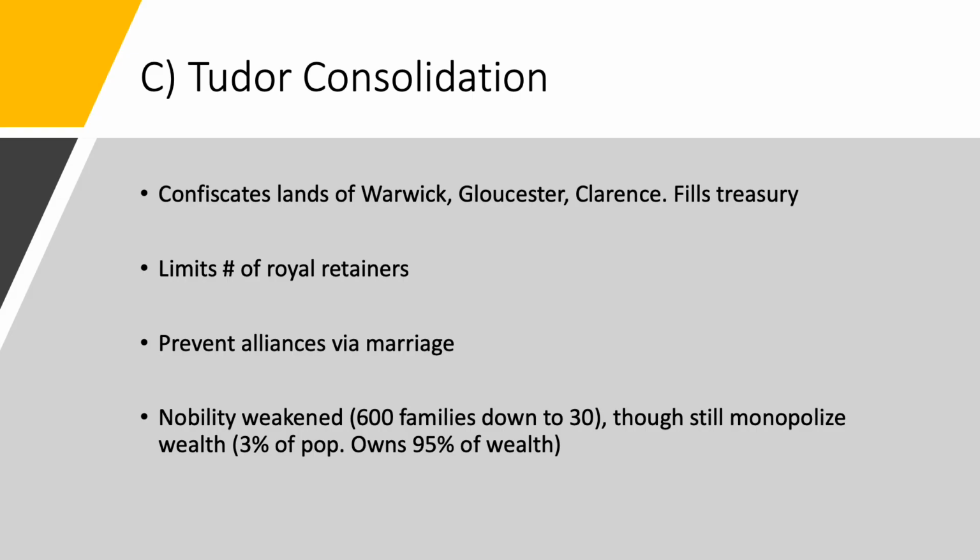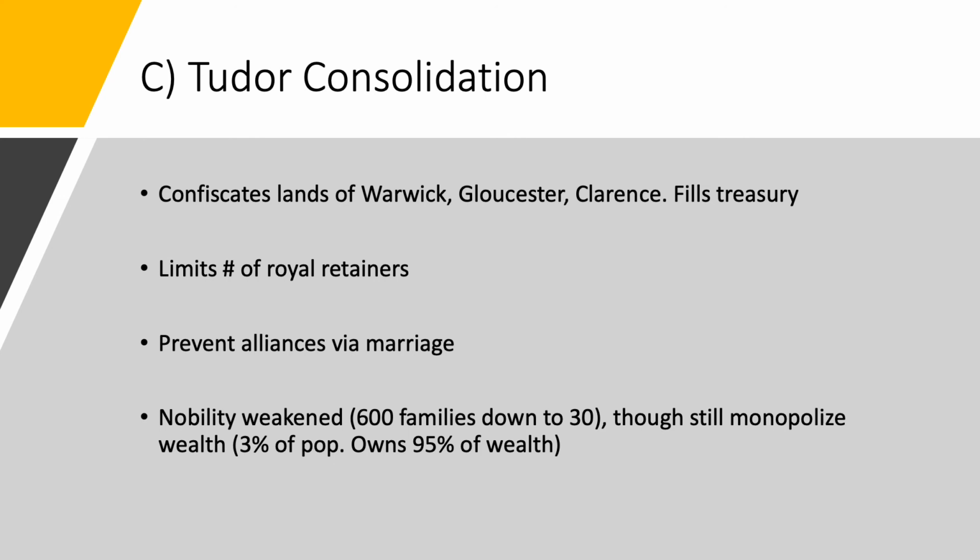So in terms of consolidation, Warwick, Gloucester, and Clarence, these are the primary lords on the Yorkist side. All of their lands are confiscated. Their revenues diverted to fill the king's treasury. Henry does move in the future to try to prevent individual nobles from becoming too powerful. So he limits the number of retainers.